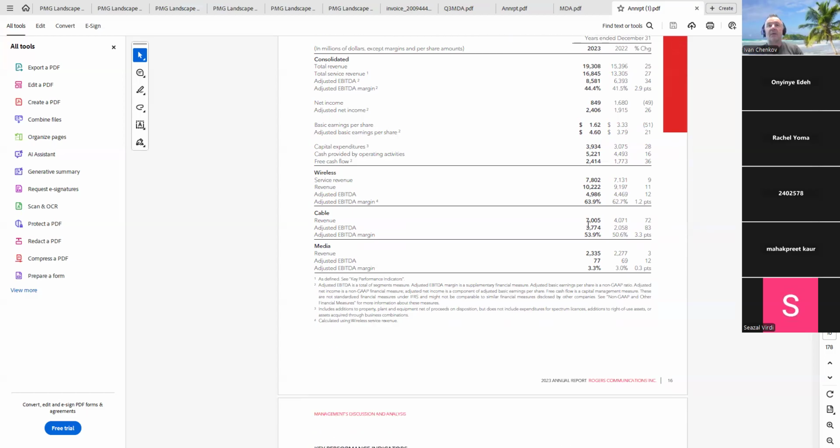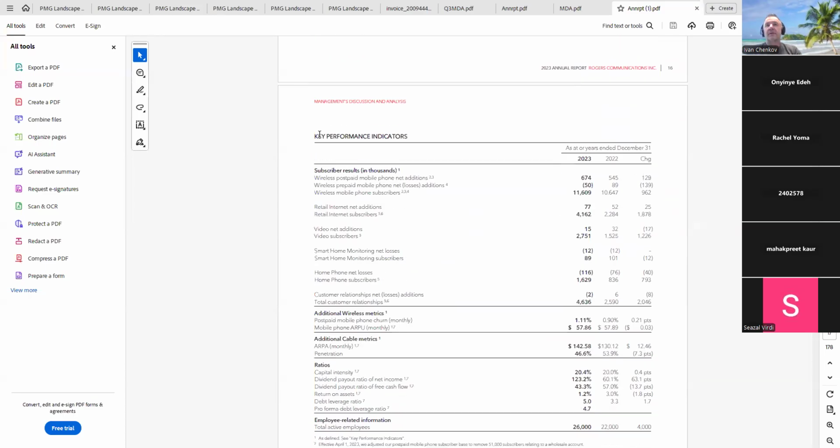And keep going. It gives you the details of what's happened with the service, which one is wireless, what the wireless contributes. Wireless gives you the service revenue, how much is the revenue, how much is the adjusted earnings before interest, taxes, depreciation, and amortization. Cable company, how much revenue they carry, and we have the media, the revenue of the media. If you combine all those things, you're going to get the same. So 10,022 plus 705 plus 2335 should give you that number. That's how we should look at the information.